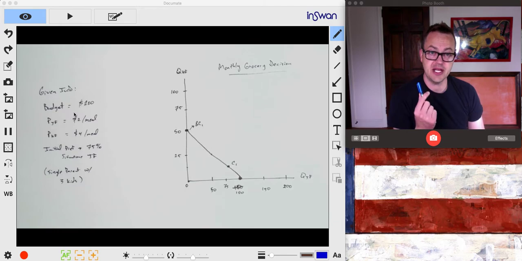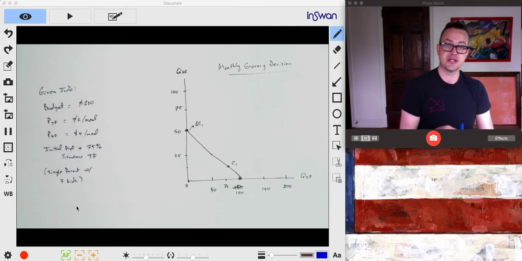There's 3 key bits of information. We need to know the person's budget. So this person has made a budget, say, of $200 per month to spend on food. Gets to the grocery store and sees that junk food is about $2 per meal. The price of healthy food is about $4 per meal. We'll get to the initial preferences in just a minute.